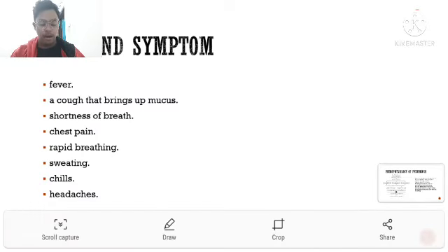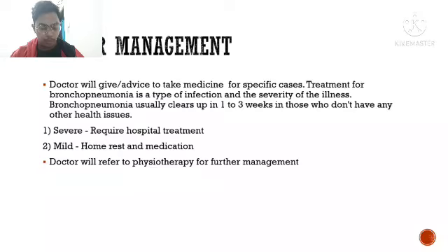So for signs and symptoms, the patient will have fever, a cough that brings up mucus, shortness of breath, chest pain, rapid breathing, sweating, chills and headache. For doctor management, the doctor will advise taking medicine for specific cases. Treatment for bronchopneumonia depends on the type of infection, severity and time of illness. Bronchopneumonia usually clears up within 3 weeks for those who do not have any other health issue.